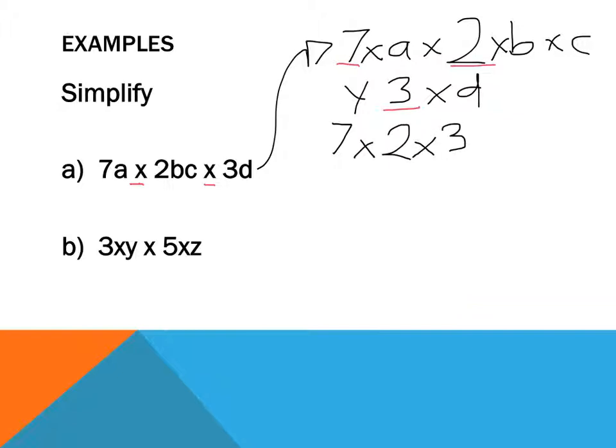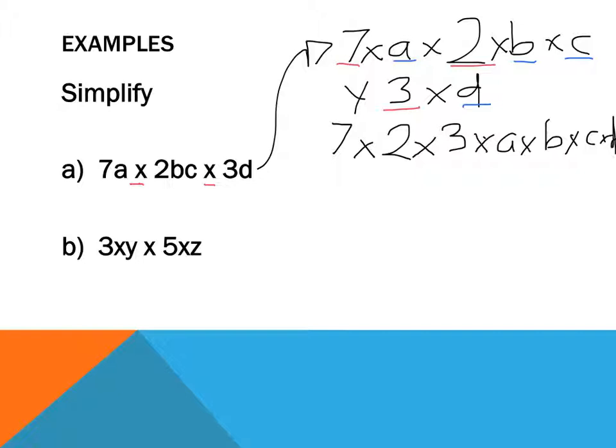Okay, and then I've got an A, a B, a C, and a D. I don't have any pronumerals that are the same. Times A, times B, times C, times D. I'll try and write that all in one row. Sorry, I just ran out of screen space.